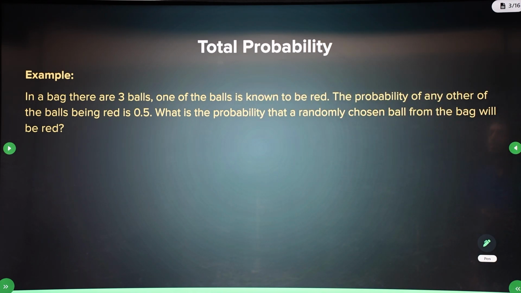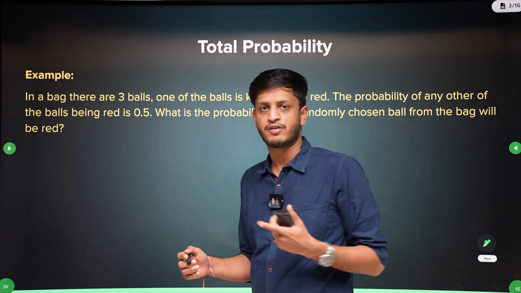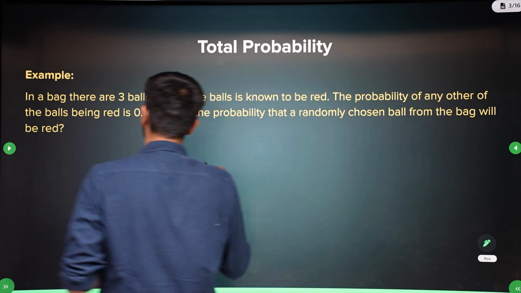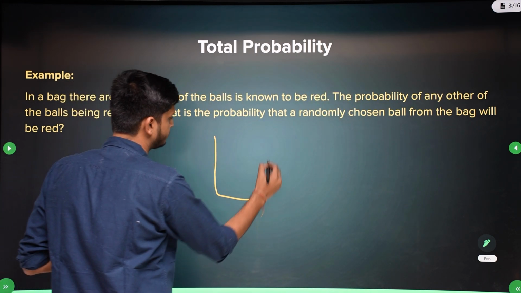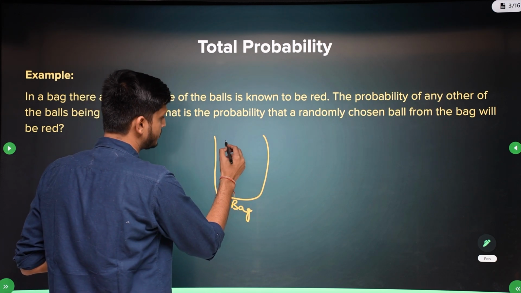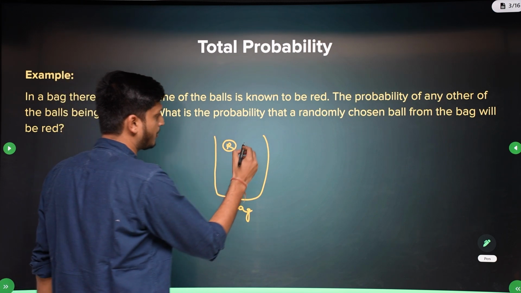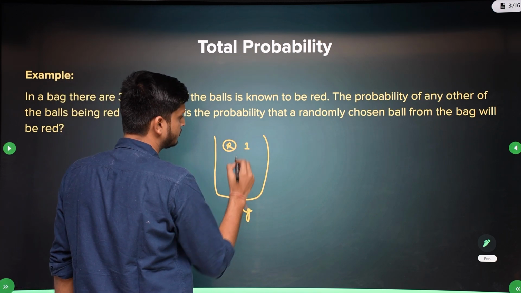In a bag, there are 3 balls. One of the balls is known to be red. The probability of any of the other balls being red is 0.5. What is the probability that a randomly chosen ball from the bag will be red? Okay, so it's not very straightforward. So what is given? There are 3 balls in a bag. So this is our bag. There are 3 balls. The first ball is given to be red. It is sure to be red. So the probability of this ball being red is 1.